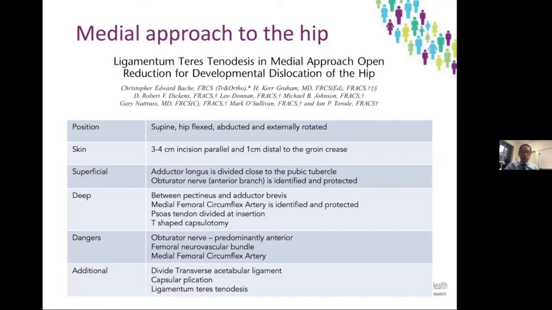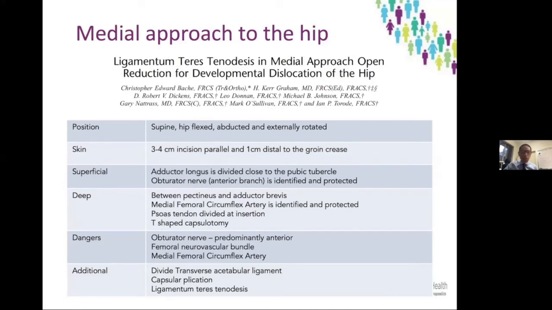For the deep structures, we now move between pectineus and adductor brevis. We feel for the lesser trochanter, and we should be able to visualize and protect the medial femoral circumflex artery. The psoas tendon is divided at its insertion here. A T-shaped capsulotomy is performed, and then other additional parts of the reduction of a DDH hip are performed.